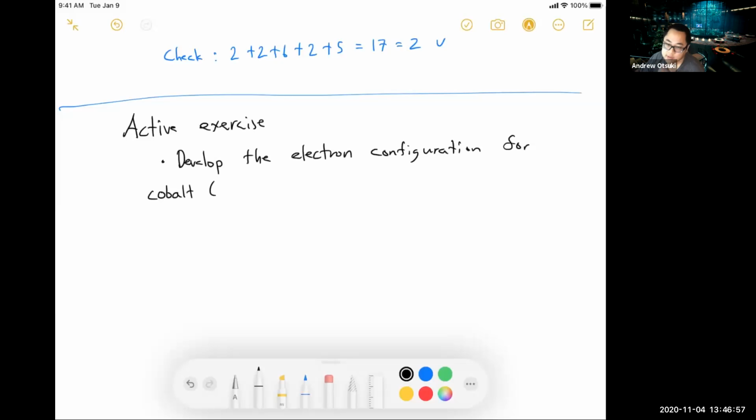Cobalt. Oh, does not sound like a cool word. I like saying cobalt. It sounds really cool. Anyway, ignore that.